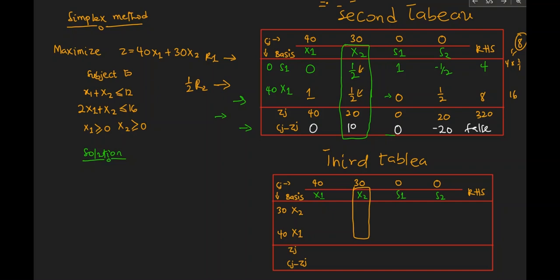So we need something like this. We need 1 here, and then we need 0 here, and then we need 0 here, and then we need 1 here, so that we can say that x1 and x2 are the basic variables. So let's look at how we are going to do this. To change this half here to 1, I'll just have to divide by half, right?